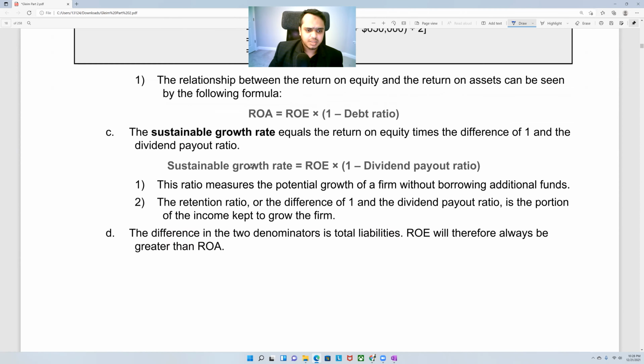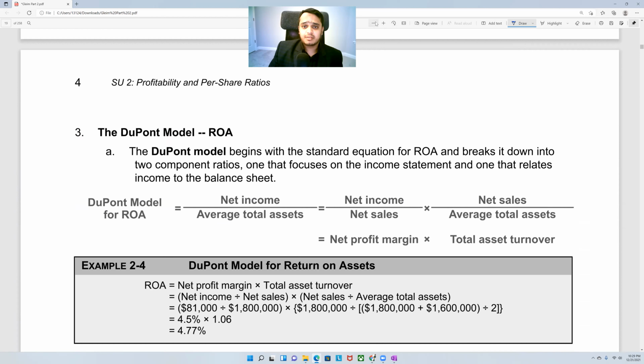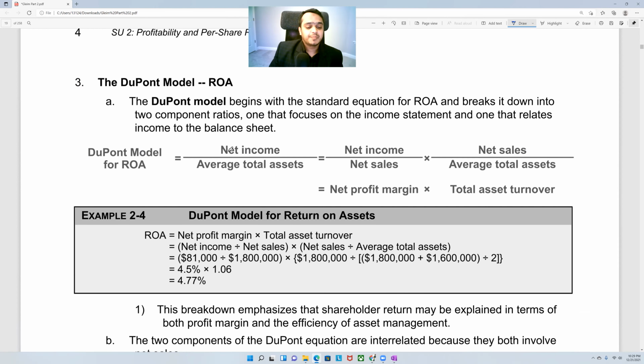Now let's move forward. Sustainable growth rate is nothing but ROE into 1 minus dividend payout ratio. Now this is nothing but how much you are paying out as dividend, and after that also how much you are growing in your earnings, how much you require as a sustainable growth. That's what it is said. Now we have come towards one interesting topic, which is the DuPont model of the return on assets. Now what happens in here is that you take net income divided by average total assets, which equals net income by net sales into net sales divided by average total assets.